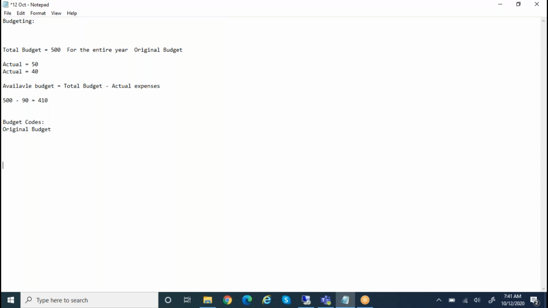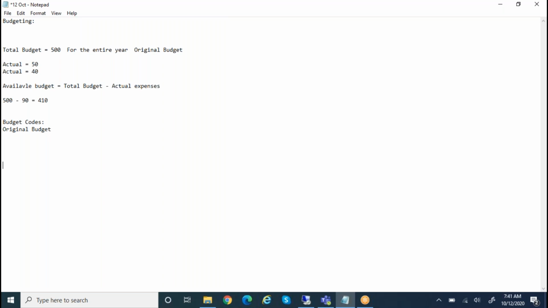For selling and marketing expenditure I need 5 lakhs. For advertisement expenditure I need to spend 15 lakhs. For printing and stationery I would like to spend around 50,000 rupees. I'm talking about rupees. For courier charges I would like to spend 1 lakh.